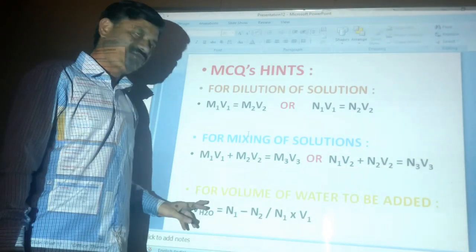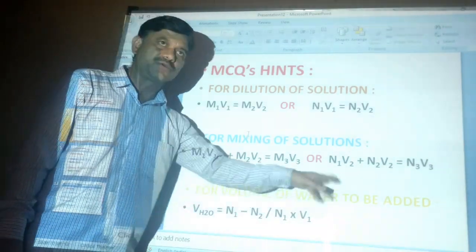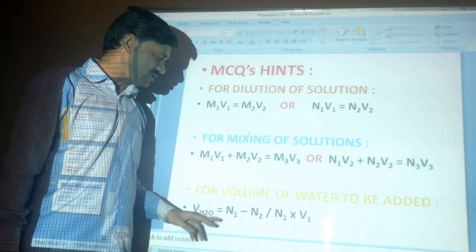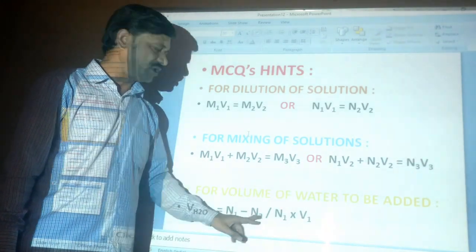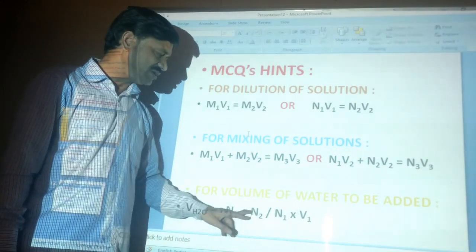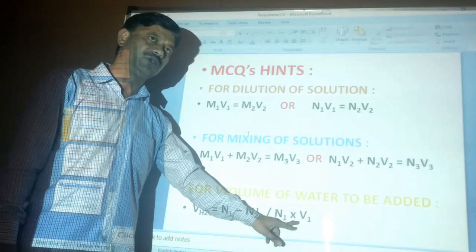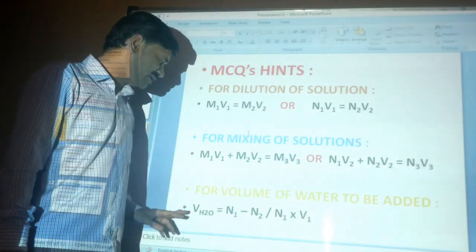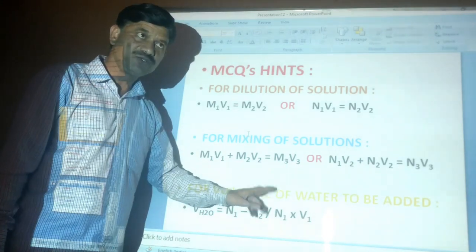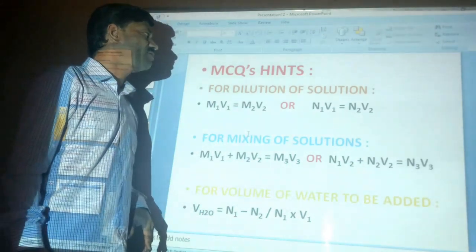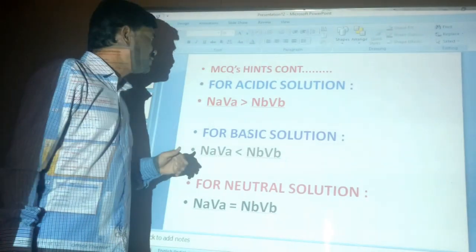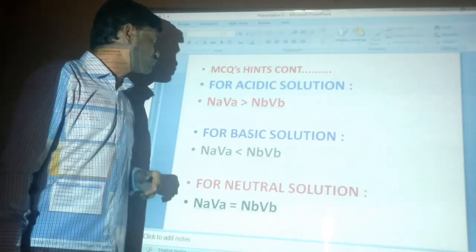What about the last one? How to calculate volume of water to be added directly? The volume of water to be added is nothing but N1 minus N2 upon N2 into V1. You will be provided with initial normality, final normality and initial volume. By putting values, directly you will get how much water is to be added to get the desired solution.